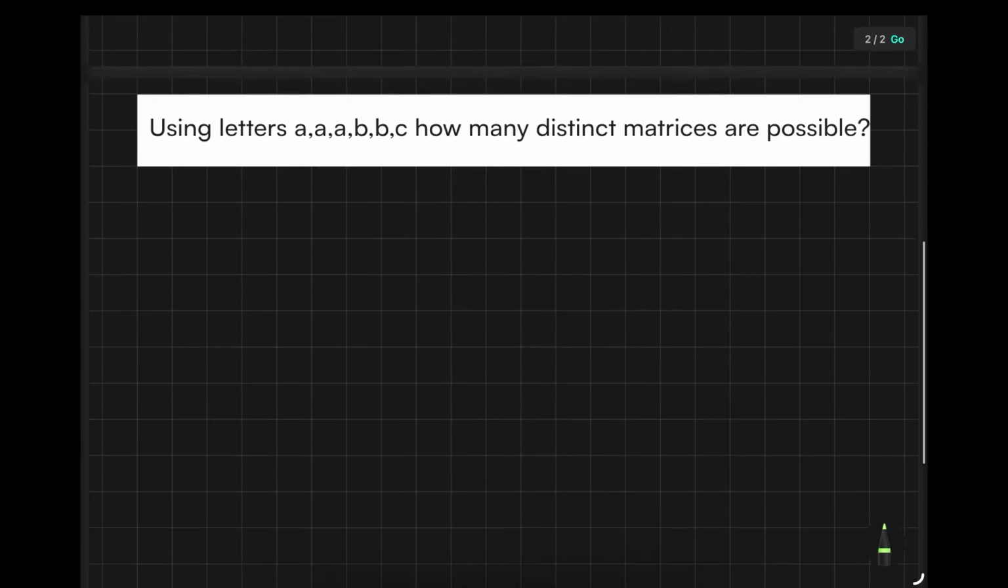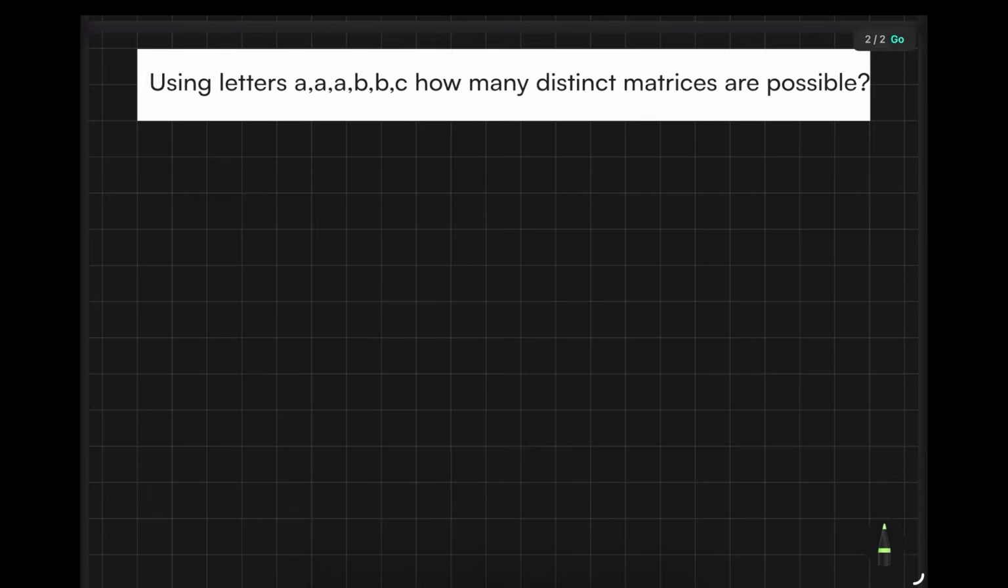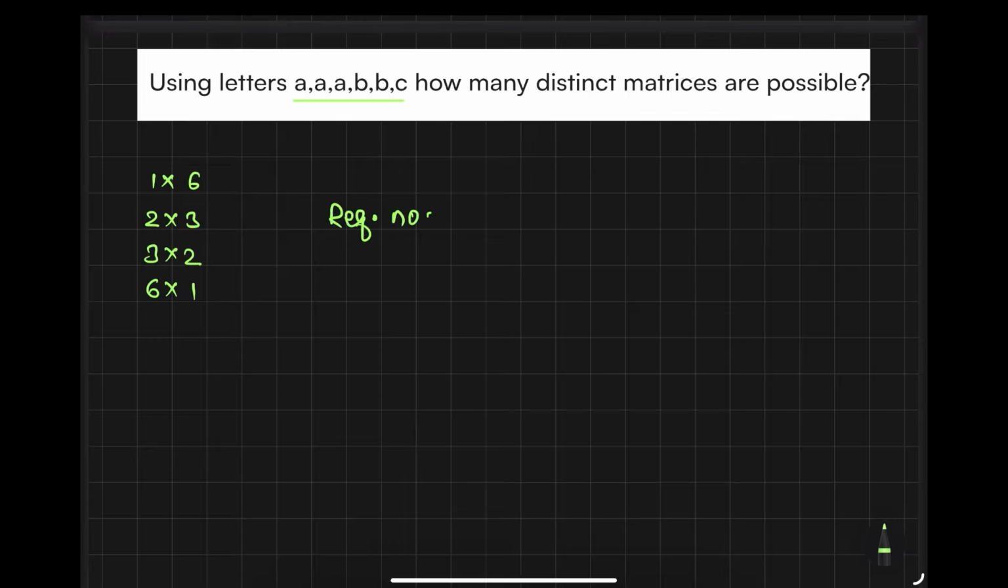Based on a similar idea, we have another question using letters. So there are 6 elements. First decide the number of ways you can make a matrix. Can I go with a 1 cross 6 matrix? Can I go with a 2 cross 3 matrix? Can I go with a 3 cross 2 matrix? And can I go with a 6 cross 1 matrix? So there are 4 possible ways. So I can write the required number will be 4 times something.